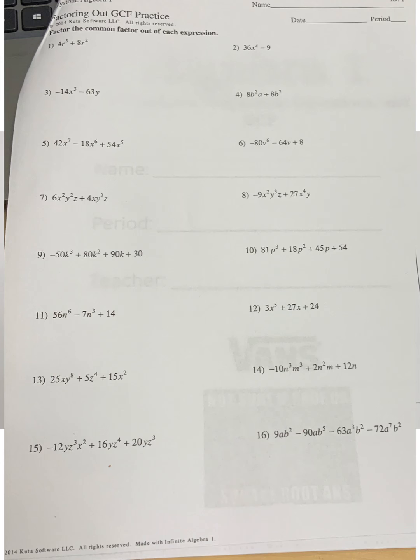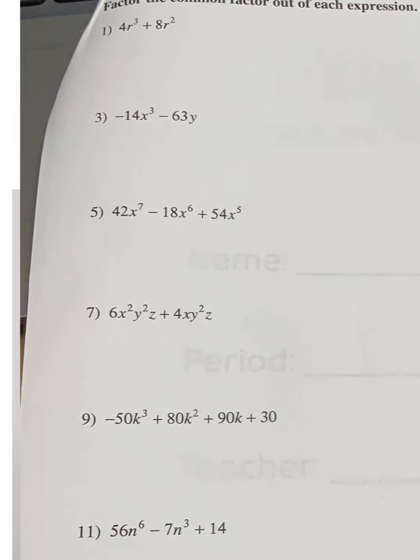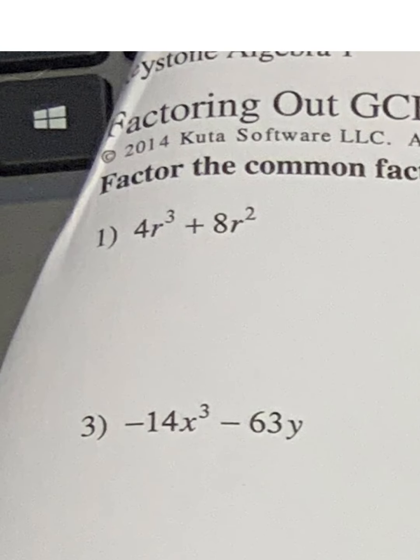Let's see. This is your practice. Yes, it is a grade. We will do one together because I love you guys. This is just on the other side, so if you flip your page, you're there.